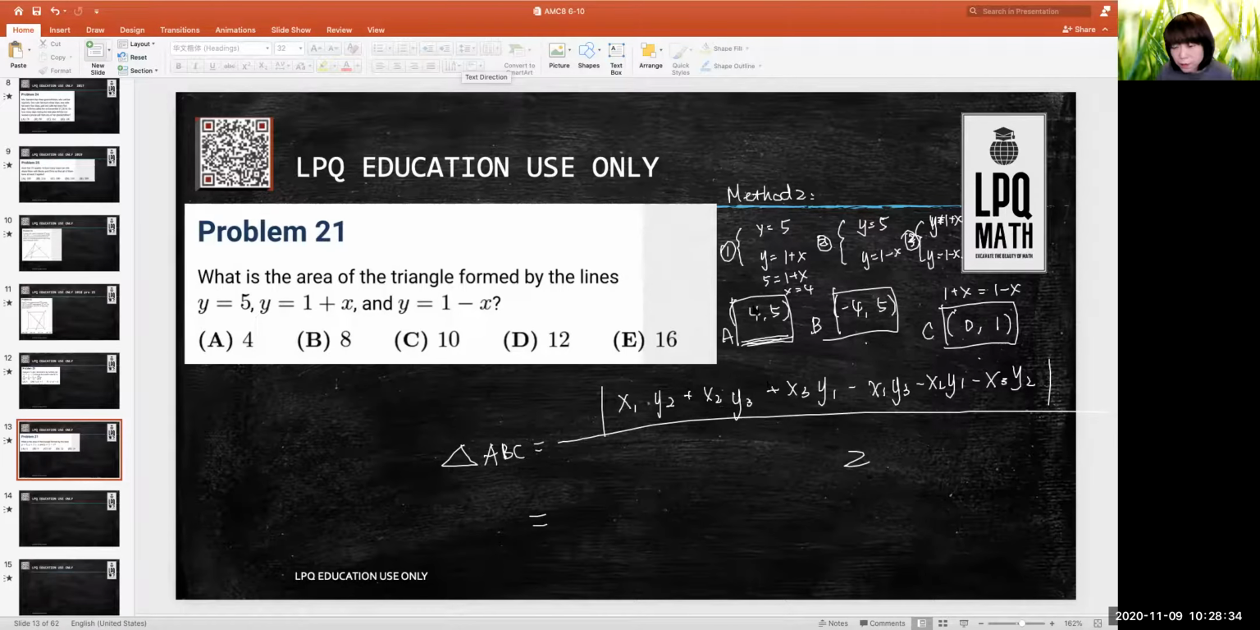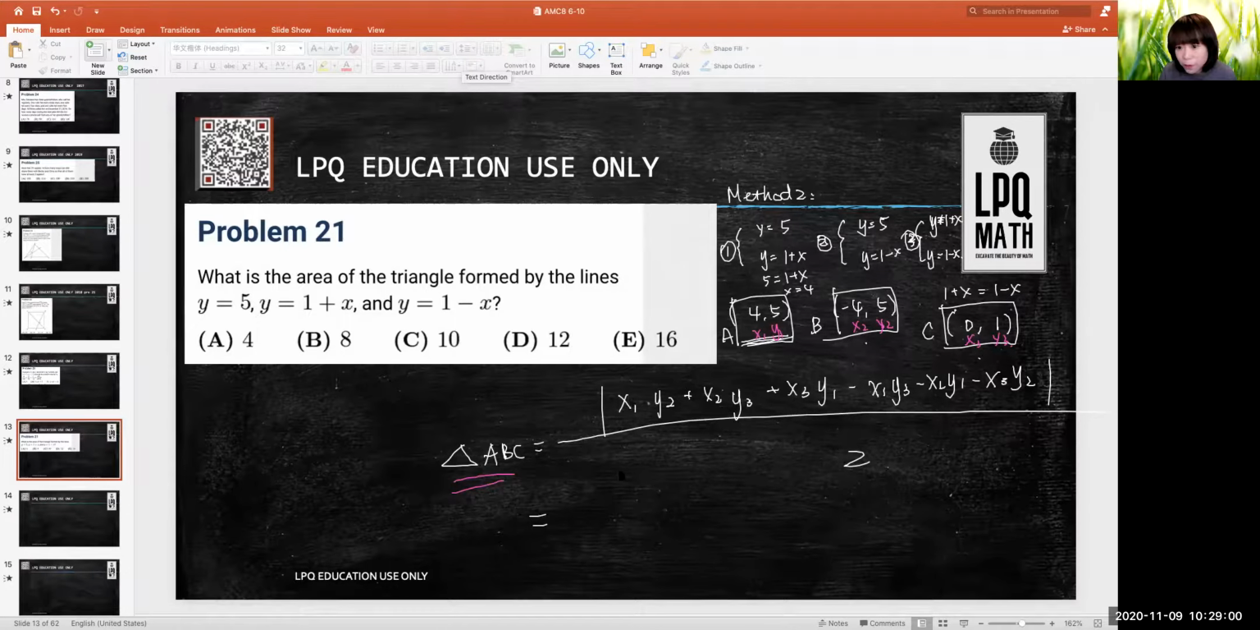This one looks very complicated, but if this is x1, y1, this is x2, y2, and this is x3, y3, that means if you know the ordered pair of each dot in the coordinate system, you can directly calculate the area of any shape. Sorry, not any shape, the triangles immediately, right?